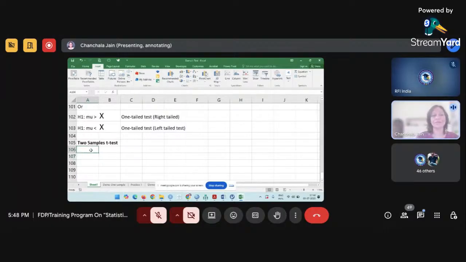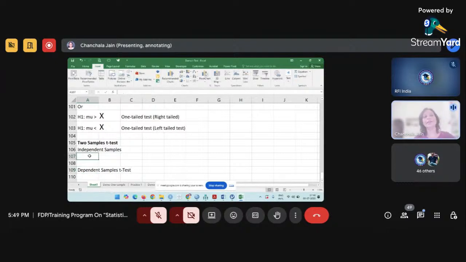Now talking about the two samples t-test, right? In case of two samples t-test, there are two categories. Independent samples t-test and second is dependent samples t-test.